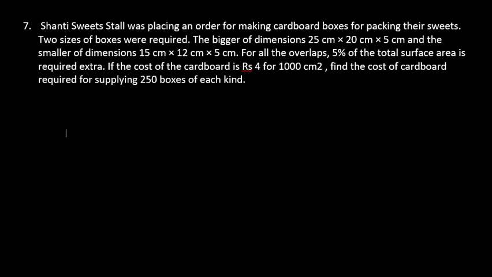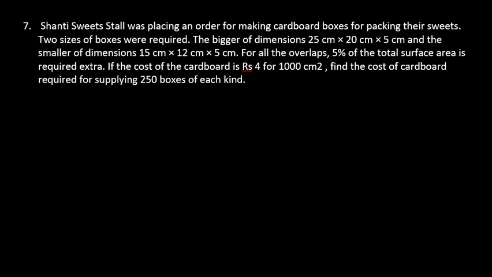Next question. Shanti Sweet Stall was placing an order for making cardboard boxes for packing their sweets. Two sizes of the box were required, the bigger of dimension 25, 25, 5 and the smaller of the dimension 15, 12 and 5. For all the overlaps, 5% of the total surface area is required extra. If the cost of cardboard is rupees 4 for 1000 centimeters square, find the cost of cardboard required for supplying 250 boxes of each kind.